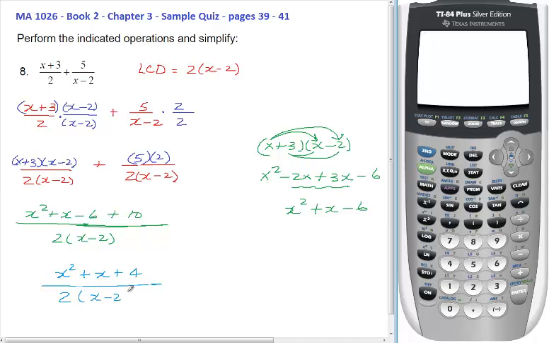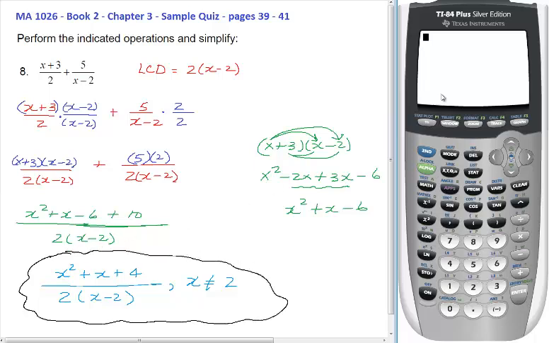Now, if you could, you would factor this and see if you can cancel anything now that you have them added. But no, that does not factor. There's no way to multiply to give you positive 4 and add to give you positive 1. So this is done. Now I like to put the restriction in when I'm finished. What will make the denominator 0? x cannot equal positive 2. That will make the denominator 0. So I would call that a complete solution to number 8. Okay, that's it for now.